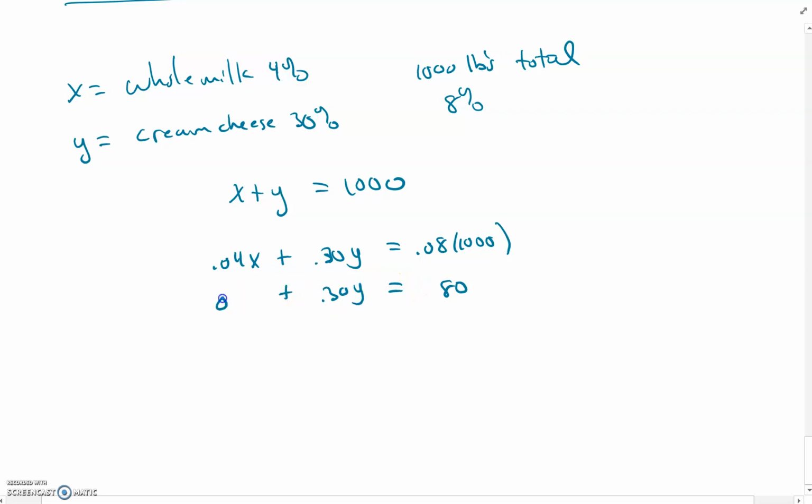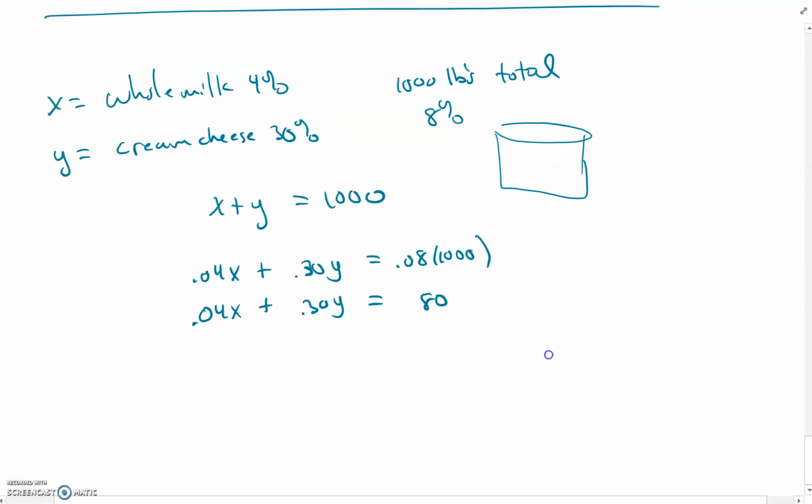So the hard part's done. Question is, do we understand it? So if you need to pause and think about it a minute. So one container is X. There's one way to think of it. I'll help you out here a little bit.